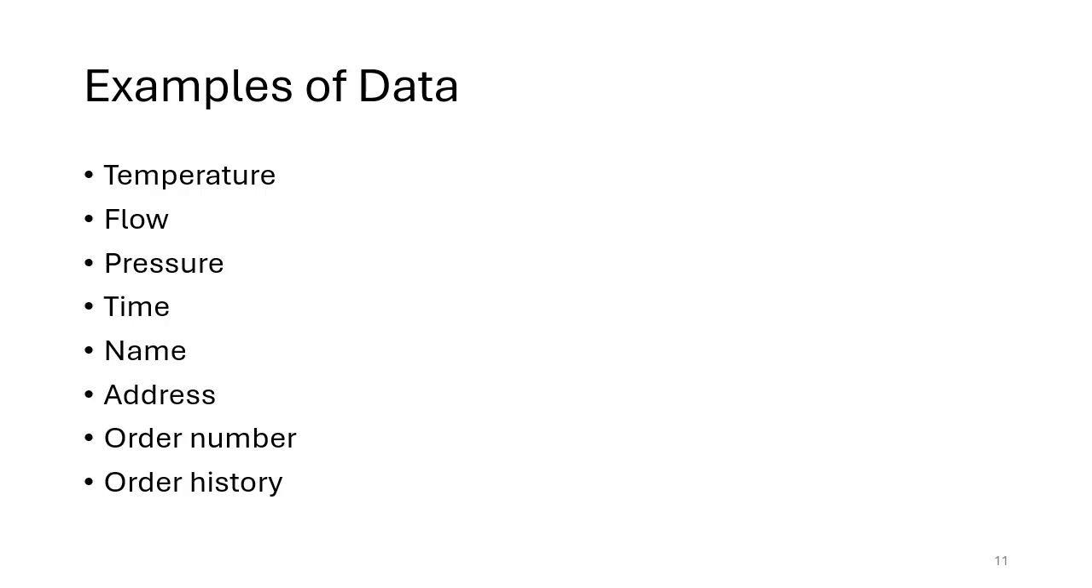So for example, if you ever order on well-known shopping sites, typically you'll get your order reference or order number, and the order history could include things like the date the order was placed, when the order was invoiced, when it was shipped, and so on. So there's lots of different things there. Temperature and flows and pressures, they're pretty straightforward. And we already covered things like time and name and address, they're straightforward as well.